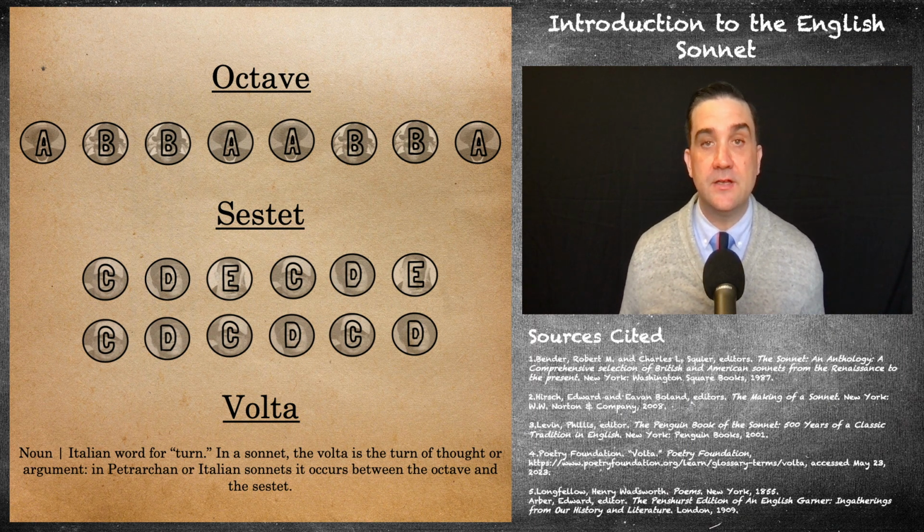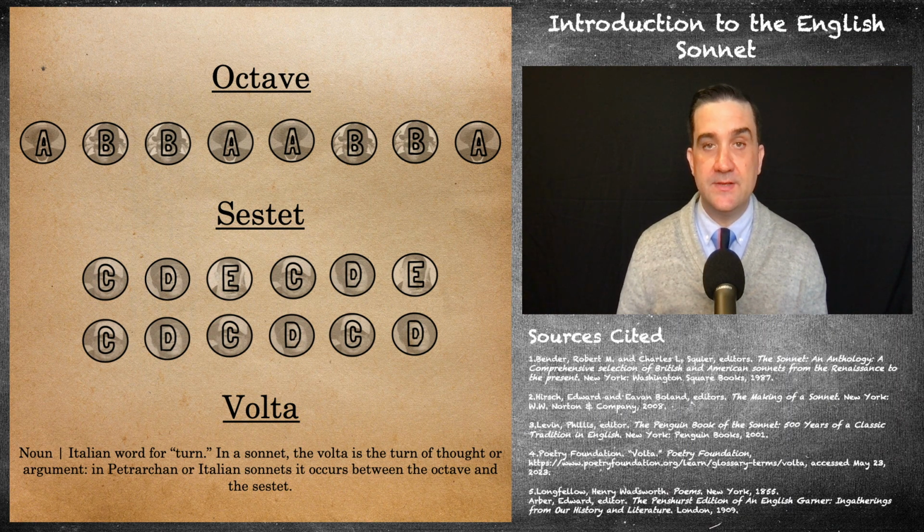A sestet, on the other hand, is 6 lines of poetry, and there are 2 acceptable rhyme schemes for the sestet in a Petrarchan sonnet. Those 2 acceptable rhyme schemes are CDE, CDE, or CDC, DCD. Volta is an Italian word that means turn, and in a sonnet, a volta means a turn of argument or a line of thought within the poem.